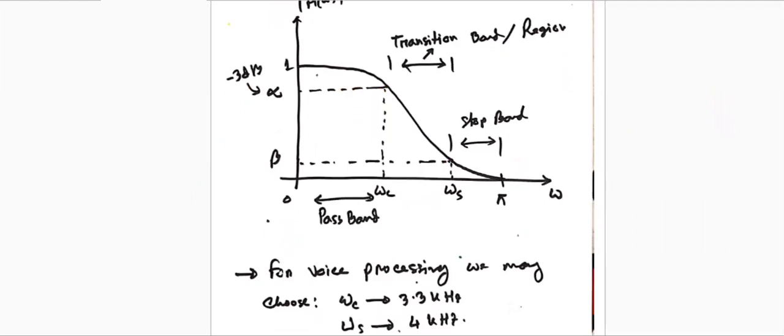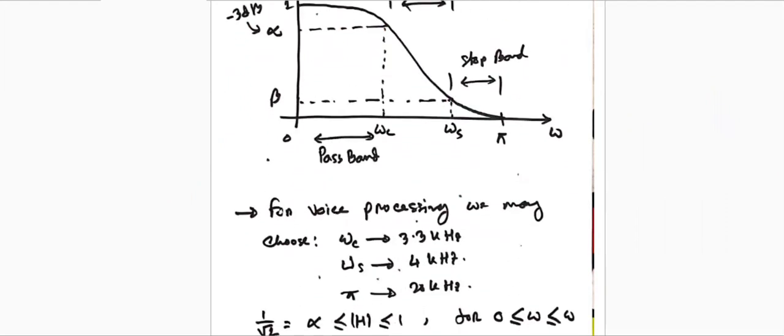So this is an example. For voice processing, from practical data, the cutoff frequency could be 3.3 kilohertz, and the stop band frequency could be 4 kilohertz. So this can be 3.3 kilohertz, and this could be 4 kilohertz. The pi represents 20 kilohertz, the maximum frequency we can consider.